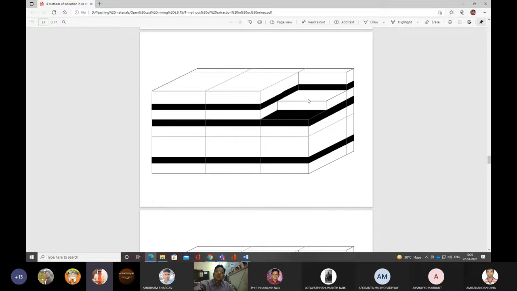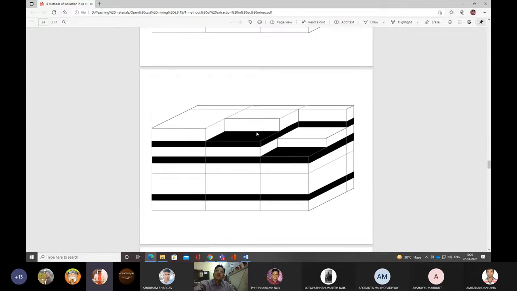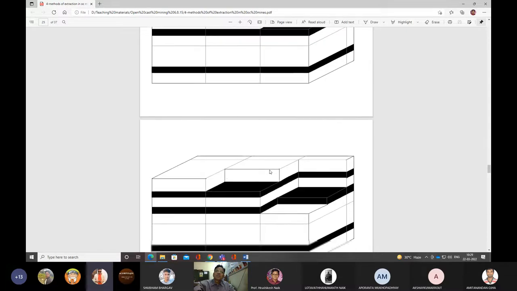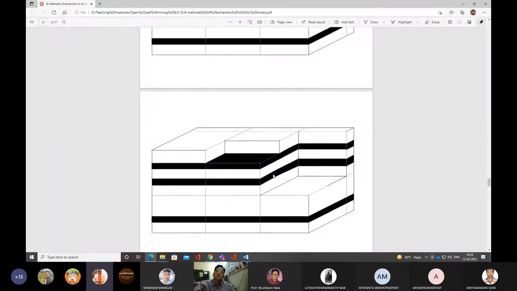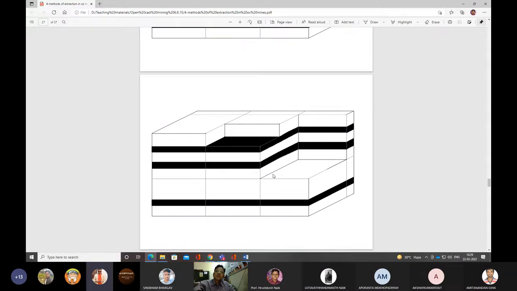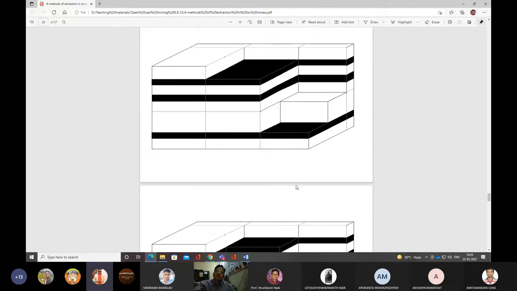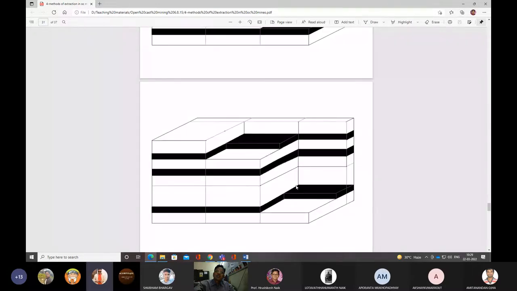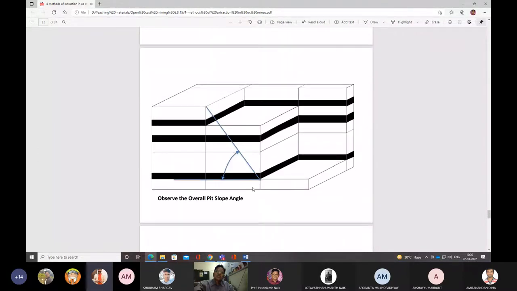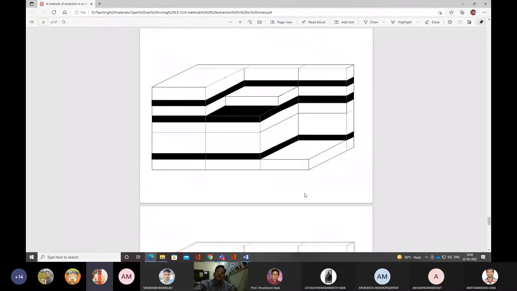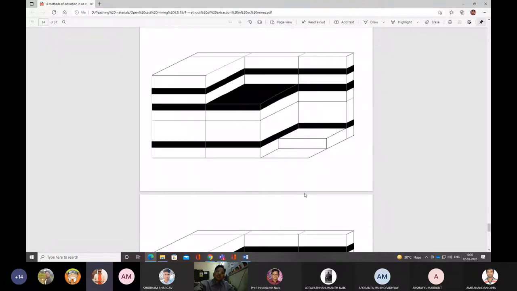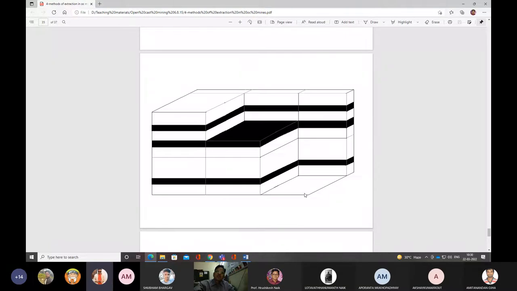So this is the formation of benches. This is the direction of movement of the benches. So this is the way how the coal is mined by surface mining methods. So gradually you are forming the benches and taking out the coal by removing the overburden. In this case, the overall pit slope angle is greater than the previous method of mining. This is the way the mining is carried out to take out the coal deposit from the seam.